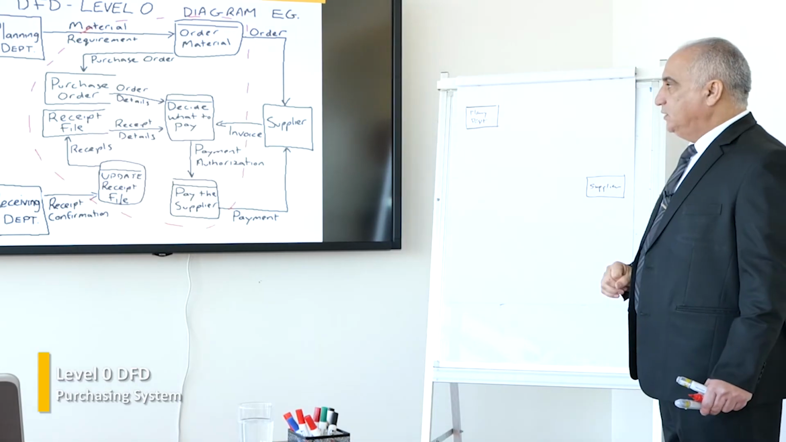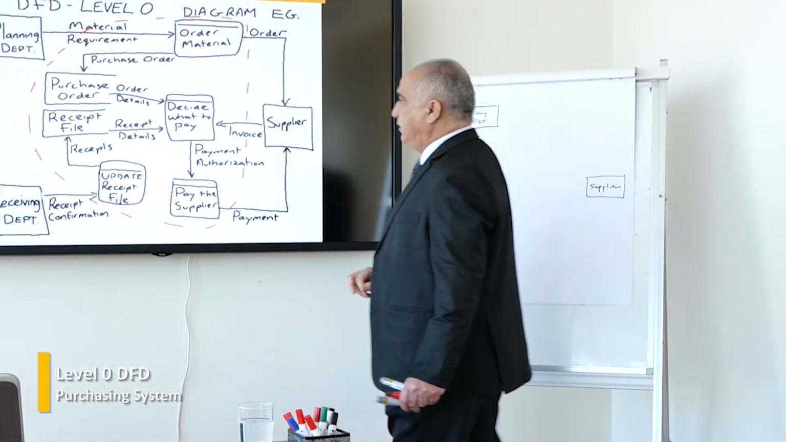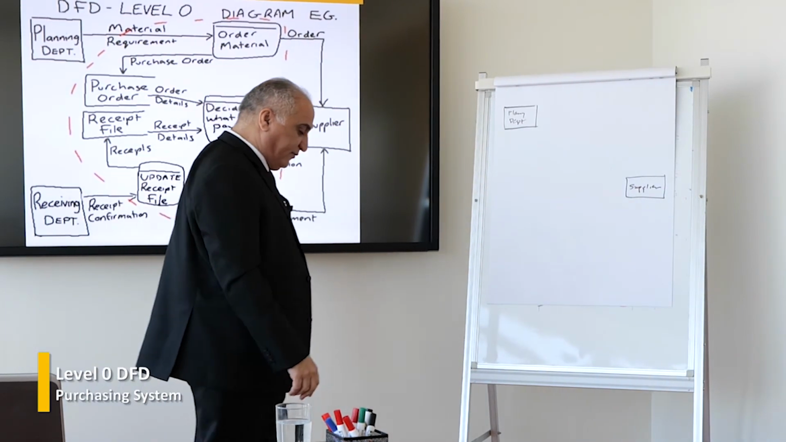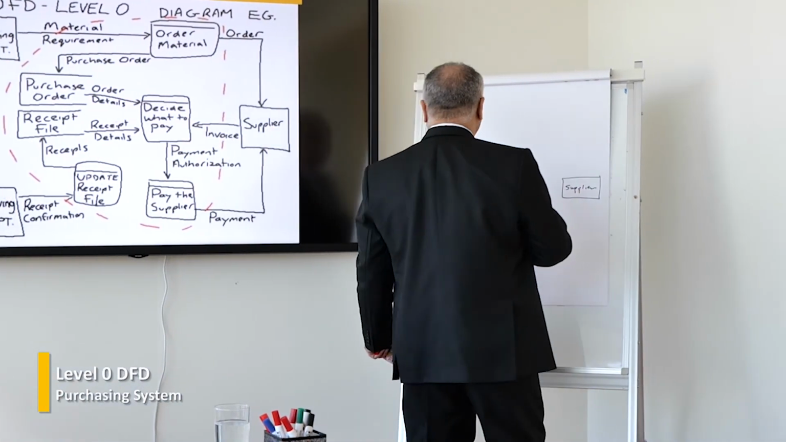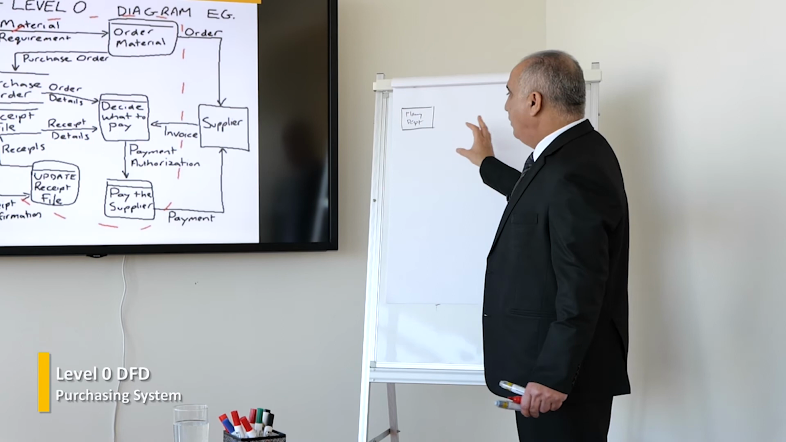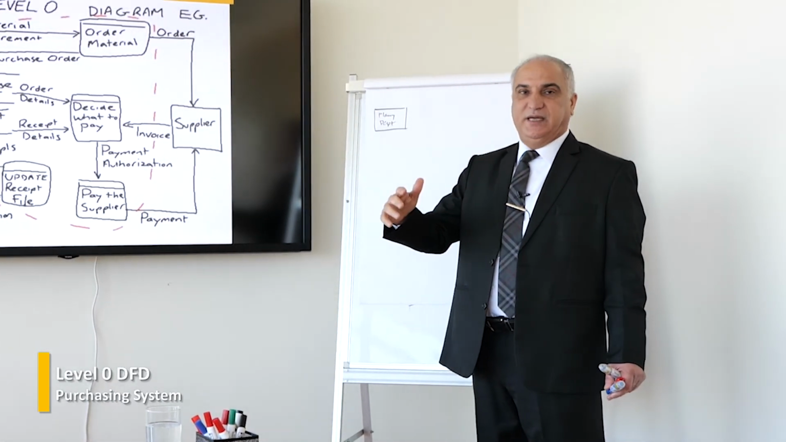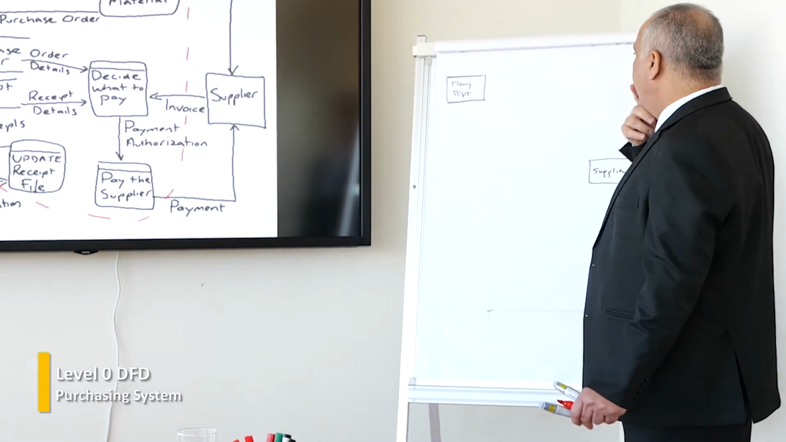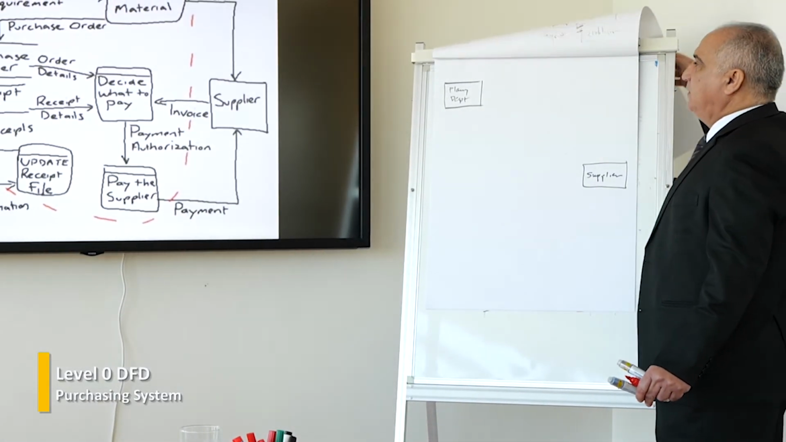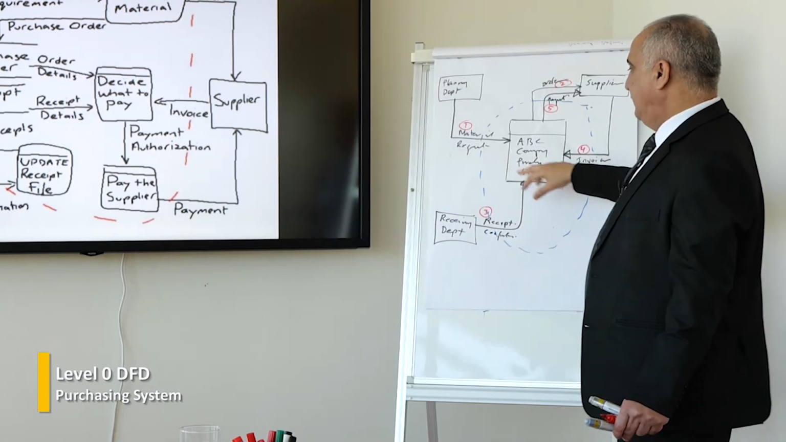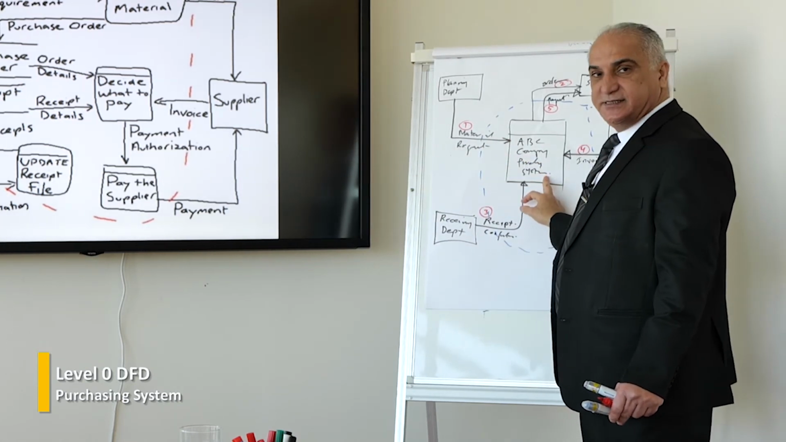Okay, so now let's go on this one. We are going to do this on the practical board, flip chart. Again, why do I want to do it? Because I want you to understand the steps of thinking. Again, if you remember, here is the context diagram for this example, the ABC purchasing system.